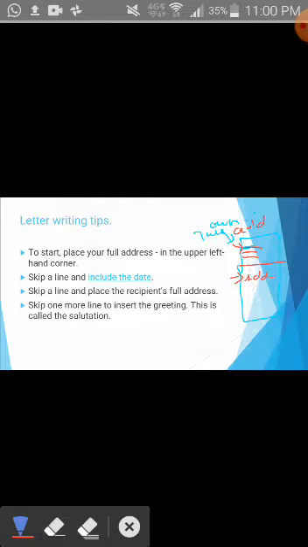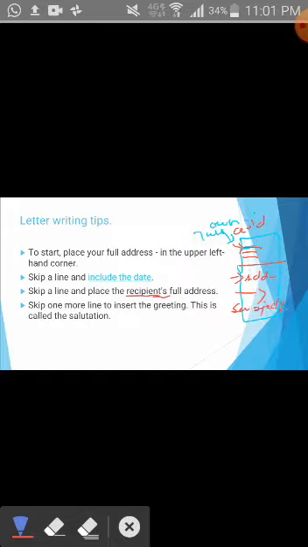Address of the recipient. Recipient means the person to whom you are writing that letter. At the top you will write your own address, then you will skip a line, and then you will write the address of that person to whom you are writing, right? Then you will skip a line, and then you will add a subject.